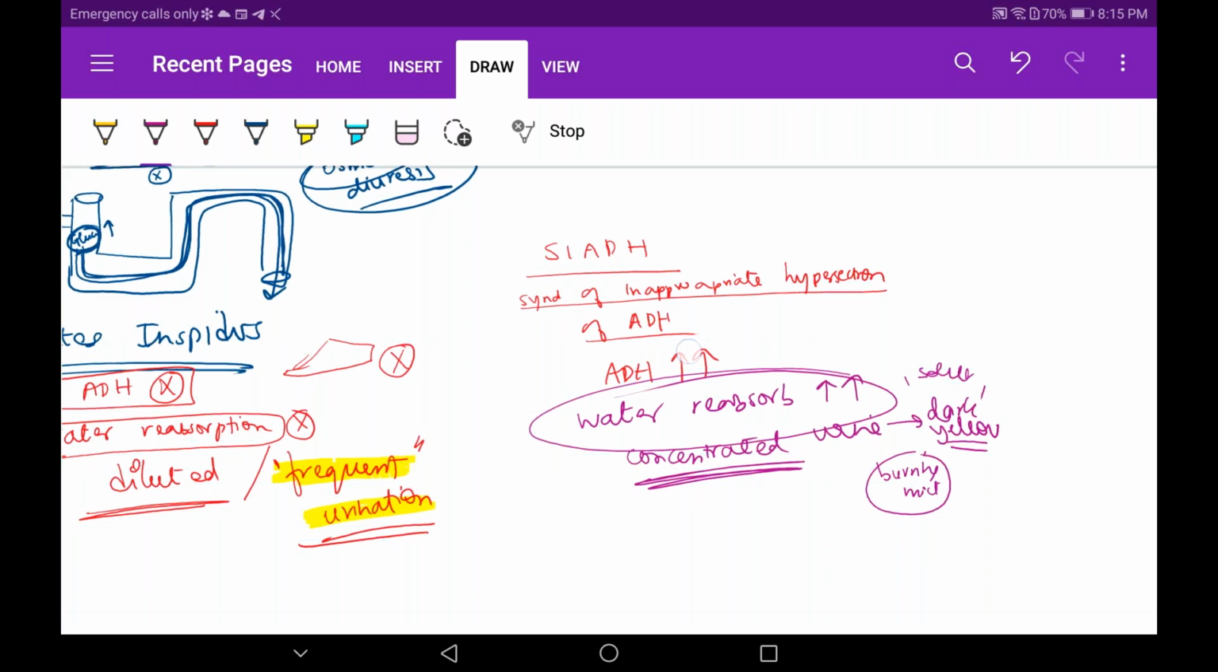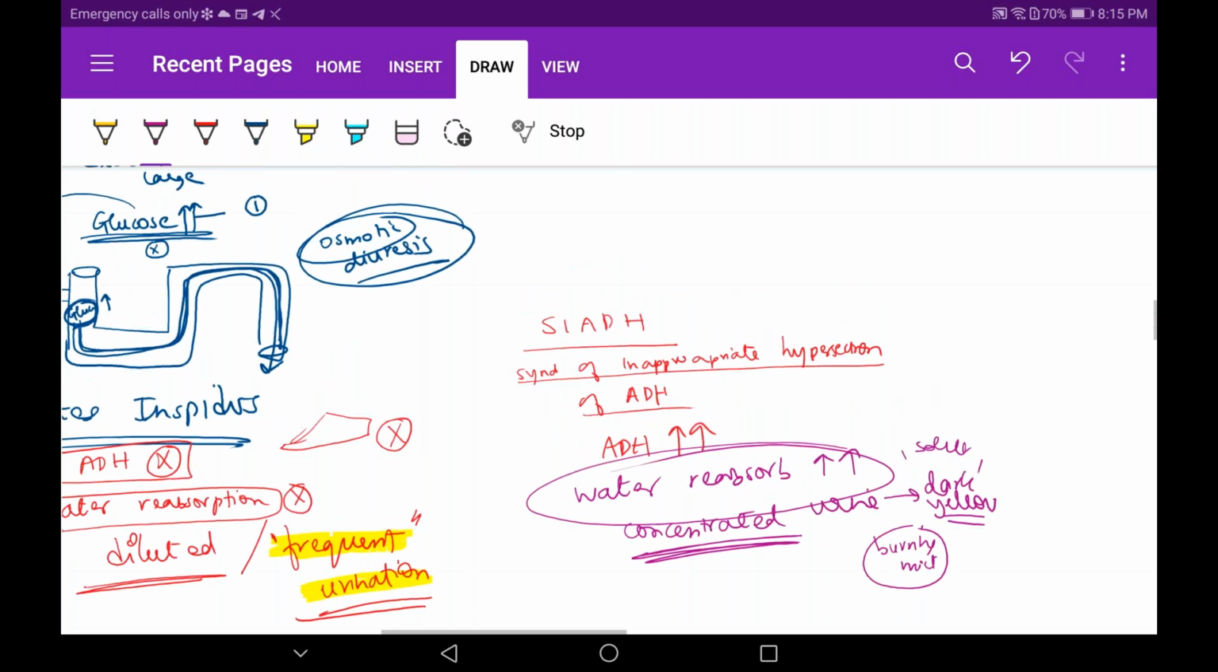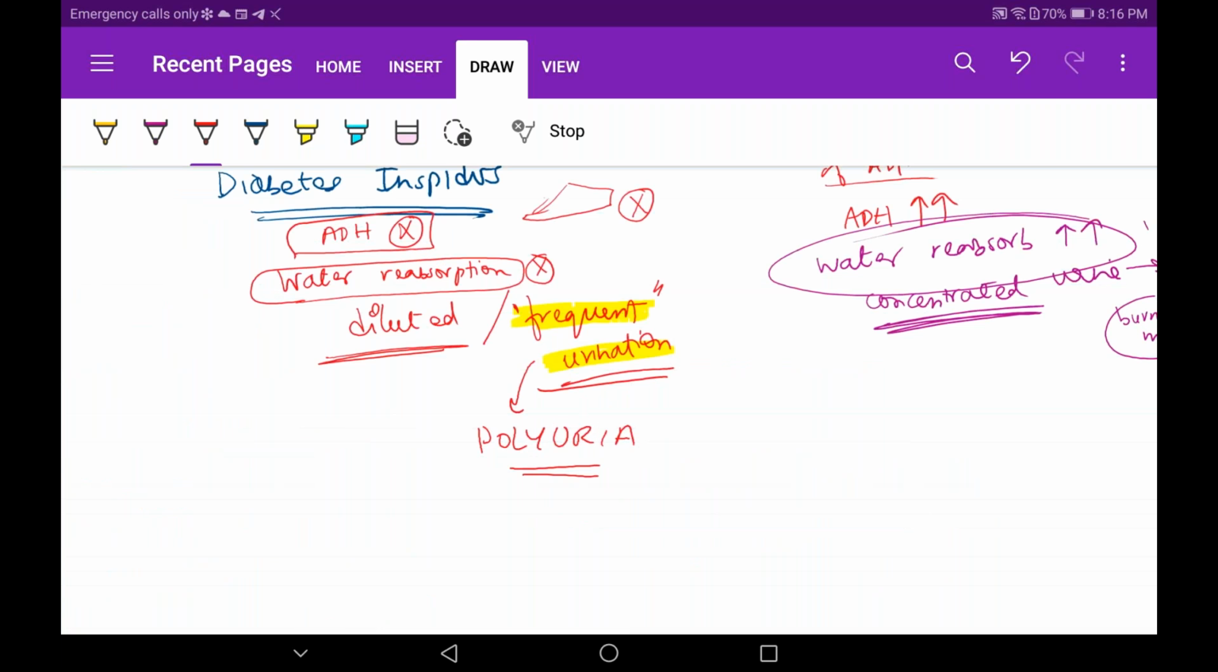Nothing much to it. Another term, if you want the scientific word for this, you can give the name polyuria. Okay, frequent urination, polyuria. Lastly, if you want to go into the diuretics, the clinical aspect is over.